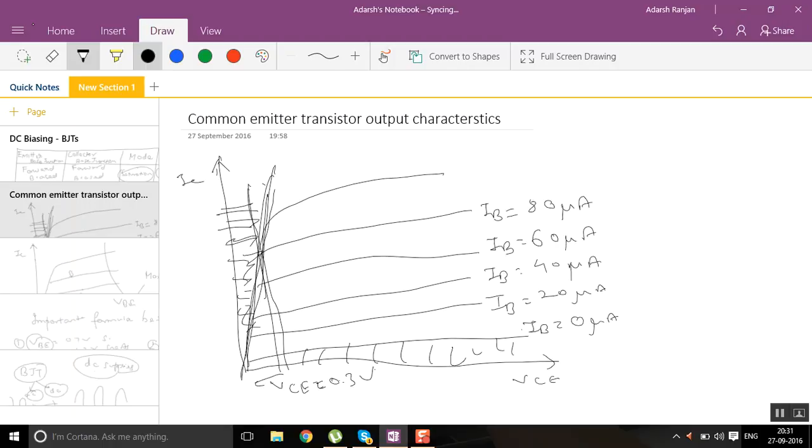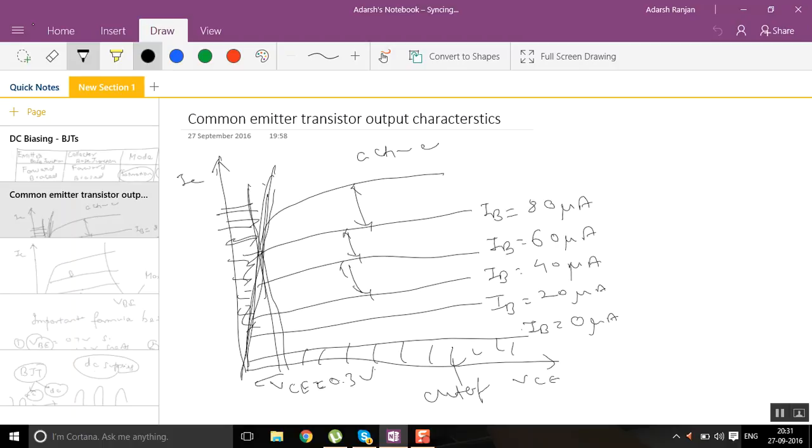microampere, then this is the cutoff region, and this region over here is called the active region or the linear region. Why do we call it a linear region? Because as you can see, these spaces are equal. The separation between two successive IB curves is the same, so we can say that the BJT acts as a linear device in this region.